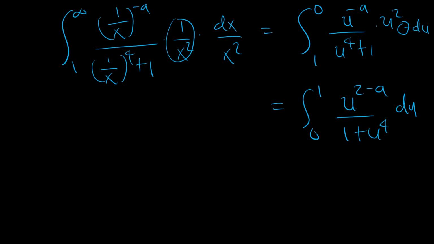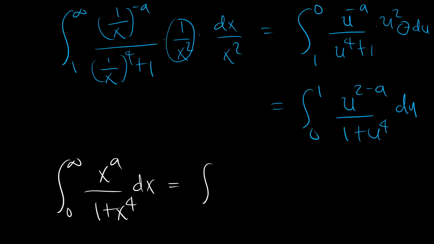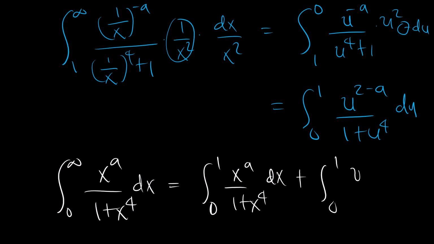So what does this tell us? It tells us that our original integral from 0 to infinity of x to the a over 1 plus x to the fourth is the same as the integral from 0 to 1 of x to the a over 1 plus x to the fourth, plus, let's not use u but rather use x there.